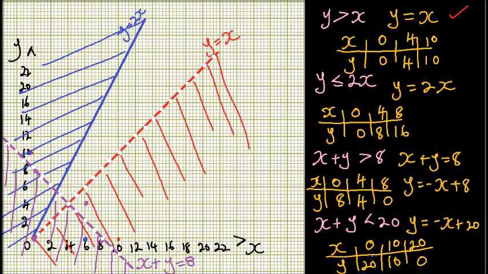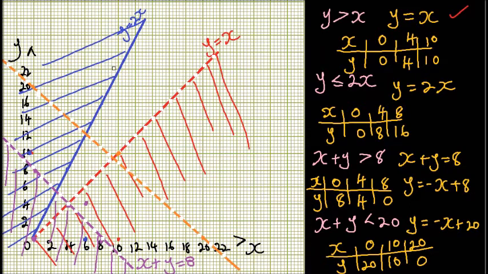So we say when x is 0, y is 20. So we come here and let me get a different color. So this is when x is 0, y is 20. When x is 10, y is 10. So that's where we have our other point. And when x is 20, y is 0. So we join the 3 points to come up with the graph.